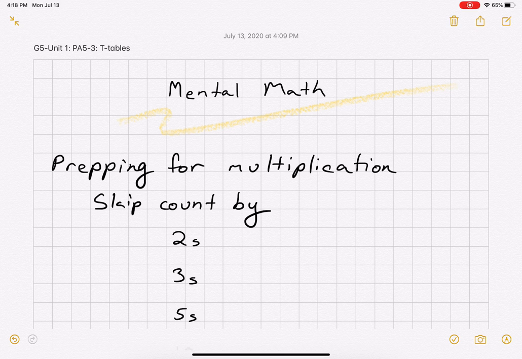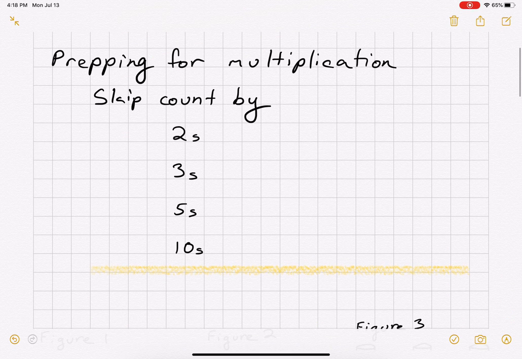Okay, so just a little mental math to get some prep in for multiplication. First, let's skip count by twos. 2, 4, 6, 8, 10, 12, 14, 16, 18, 20. Count by threes. 3, 6, 9, 12, 15, 18, 21, 24, 27, 30.